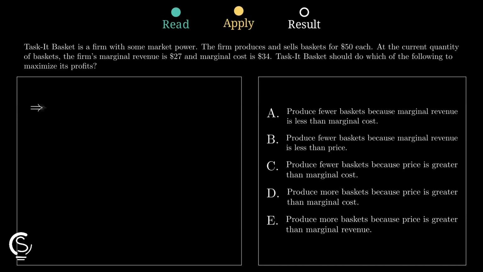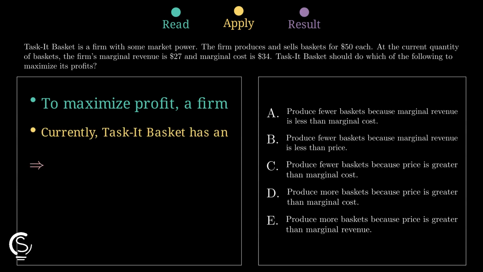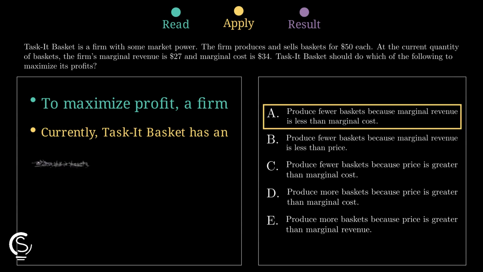Right now, the problem gives marginal revenue as $27 and marginal cost as $34, so one more basket adds less revenue than cost, which actually cuts profit. Since marginal revenue is less than marginal cost, the firm should reduce output until those two move toward equality, which matches producing fewer baskets.